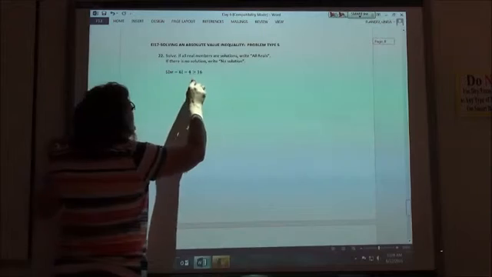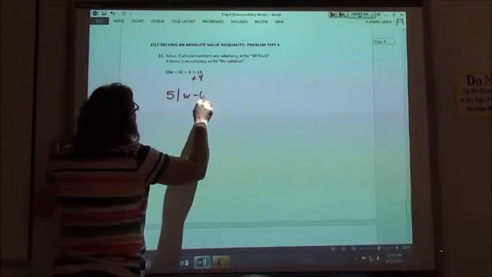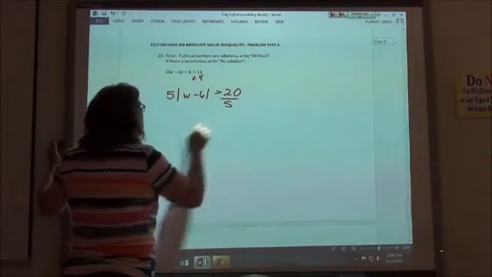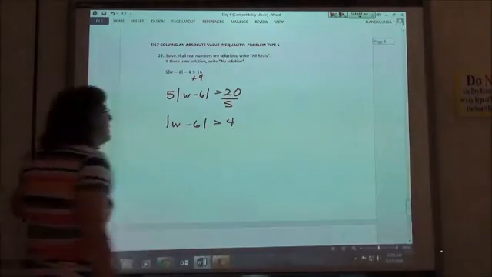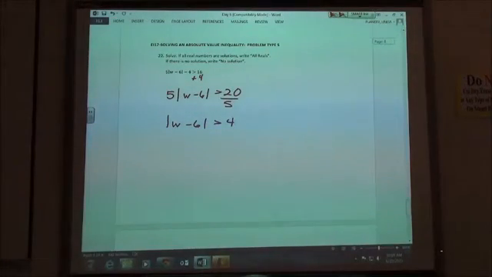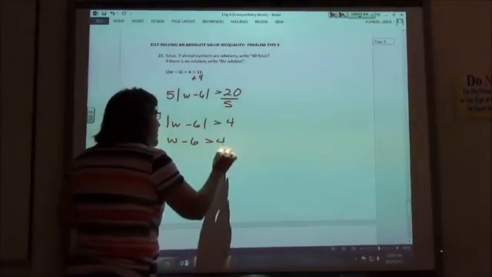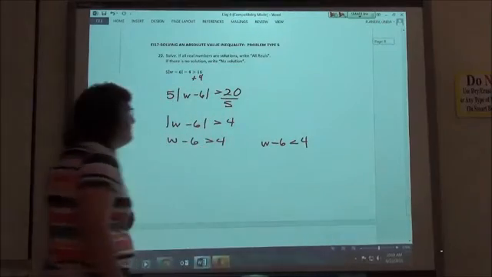So in this case, I'm going to add my 4. 5 times the absolute value of W minus 6 is greater than 20. And then I'm going to divide by my 5. The absolute value of W minus 6 is greater than 4 then. I then am going to have my two cases. Either W minus 6 is greater than 4 or W minus 6 is less than 4.